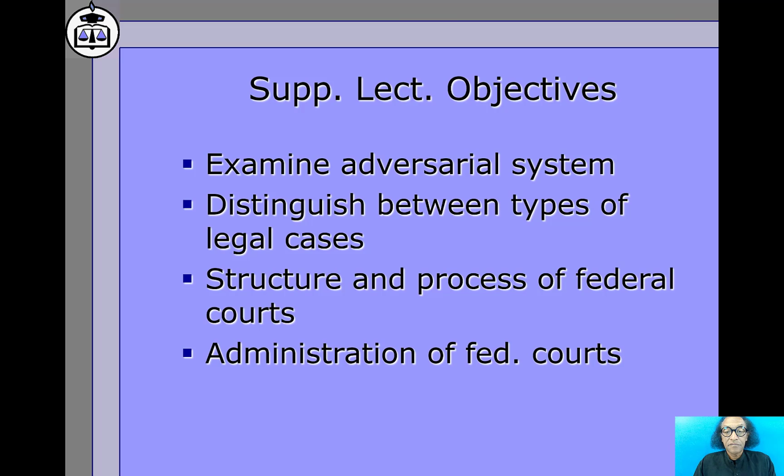Here I aim to examine the adversarial system, the unique system that the United States has, in which adversaries or 2 contesting parties present their facts before an impartial fact finder or judge, and a decision is made based on what the 2 sides present, subject to certain kinds of rules about the introduction of evidence and so forth. And then we'll distinguish between types of legal cases, criminal and civil cases, and what each type of case involves. And then the structure and process of federal courts and the administration of the federal courts.